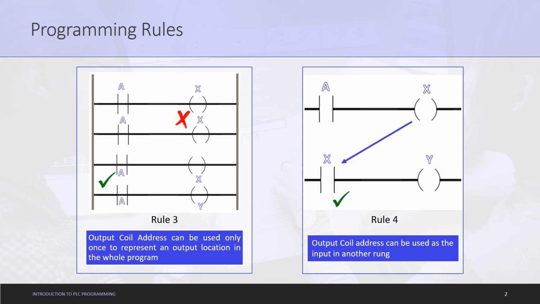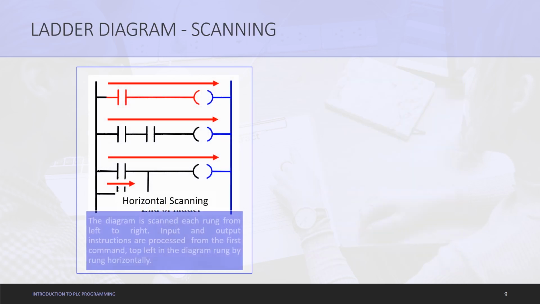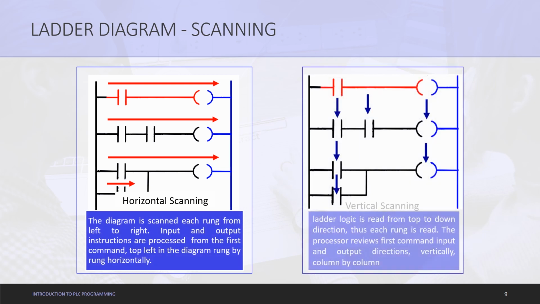There is one more thing we need to look into before we go into realization of the ladder program, and this is scanning. Scanning is basically how a PLC reads the instructions. There are two methods by which a PLC reads the instructions: the first one is horizontal scanning and the second one is vertical scanning. In horizontal scanning, the PLC program is read rung by rung from the left-hand side to the right-hand side. First rung from left to right, then second rung from left to right, then third rung from left to right. That is how horizontal scanning goes.